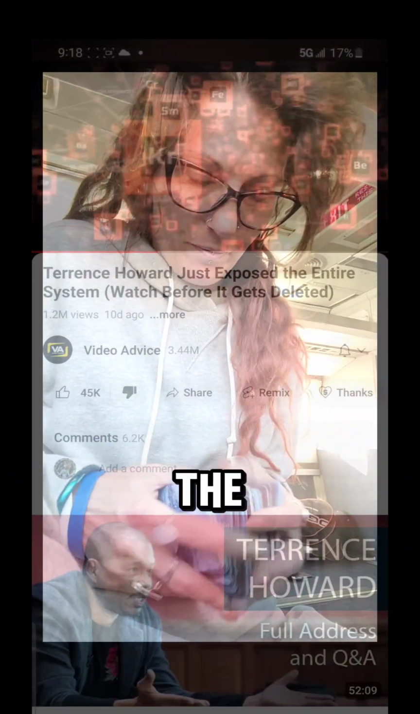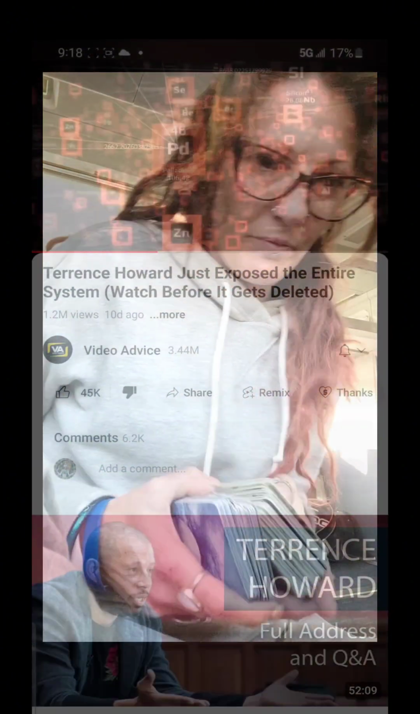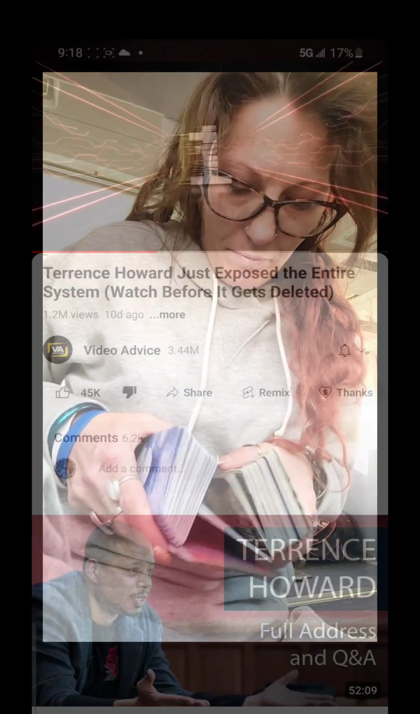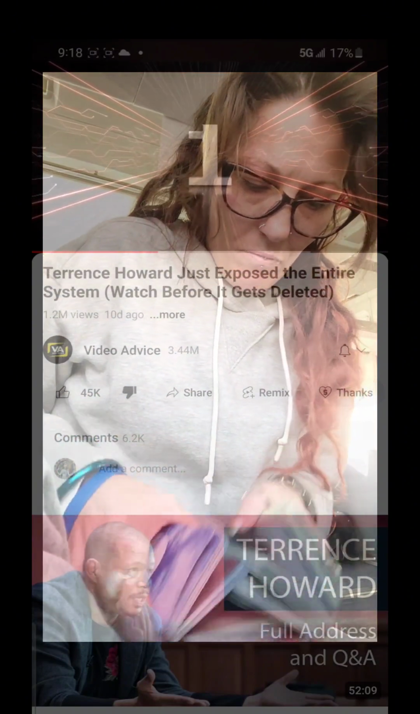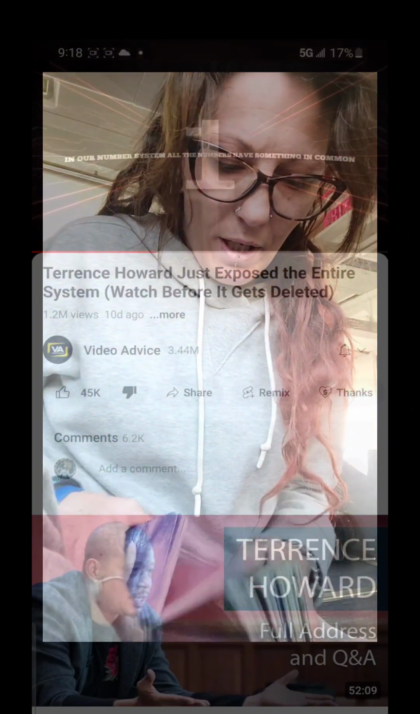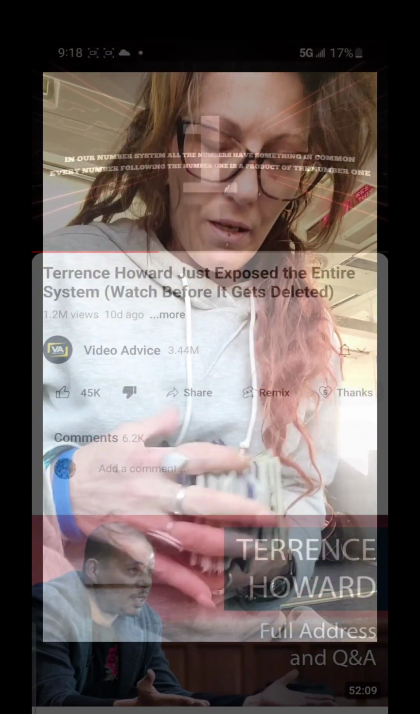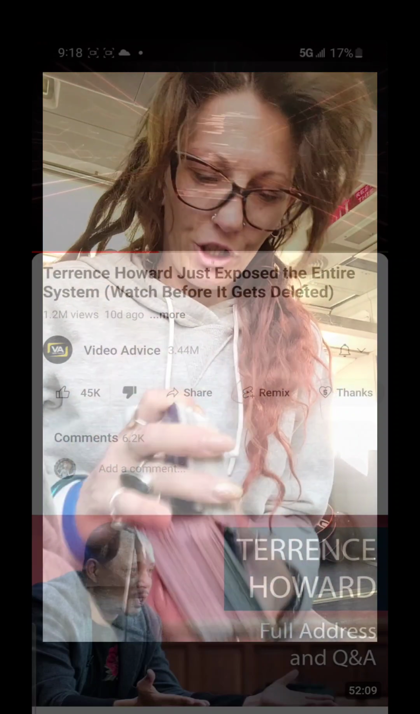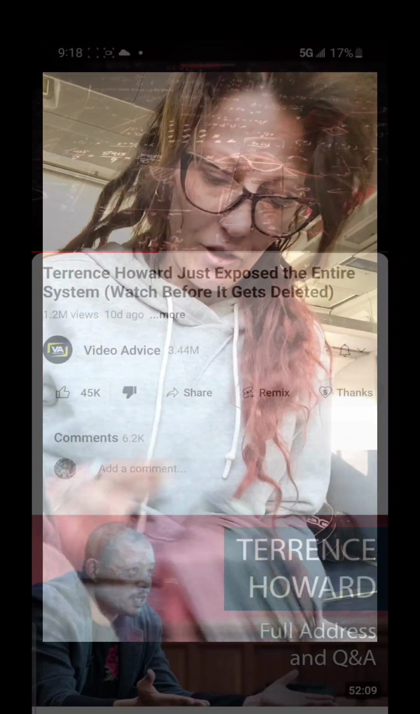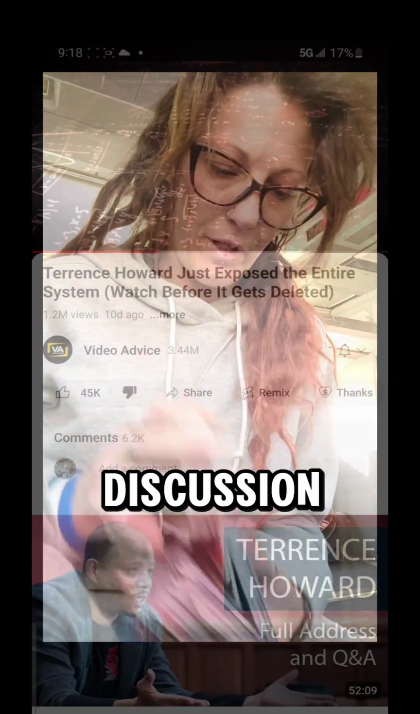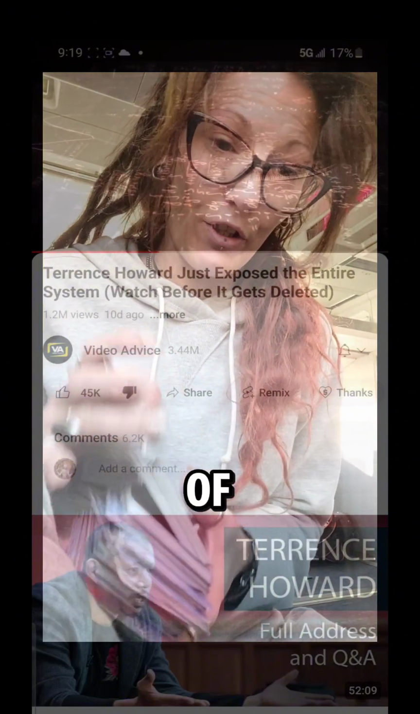Terrence Howard delves into the foundational similarities between the structure of the universe and our mathematical systems. He begins with a profound statement. In our number system, all the numbers have something in common. Every number following the number 1 is a product of the number 1. This assertion sets the stage for a compelling analogy between the simplicity and complexity of the universe's building blocks.